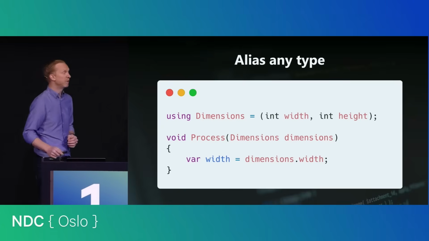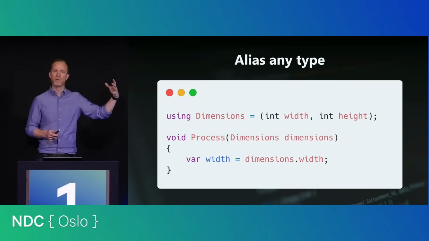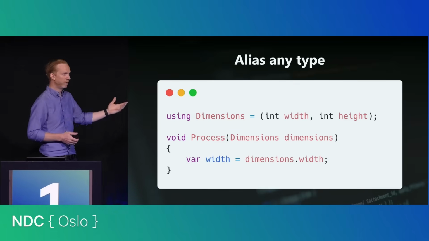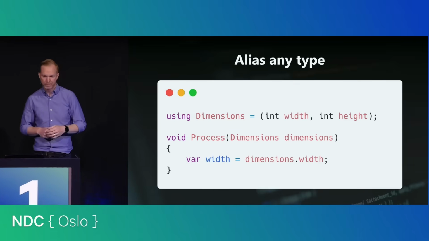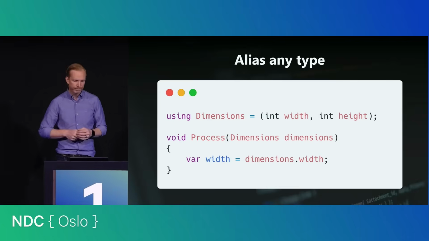There's also this concept of alias any type. So at the top here, I'm saying like, hey, I'm going to use dimensions, and every time you refer to that, it's going to be a tuple, depending on how you want to pronounce that. And you can alias anything that you'd like to. In this case, I did a tuple.